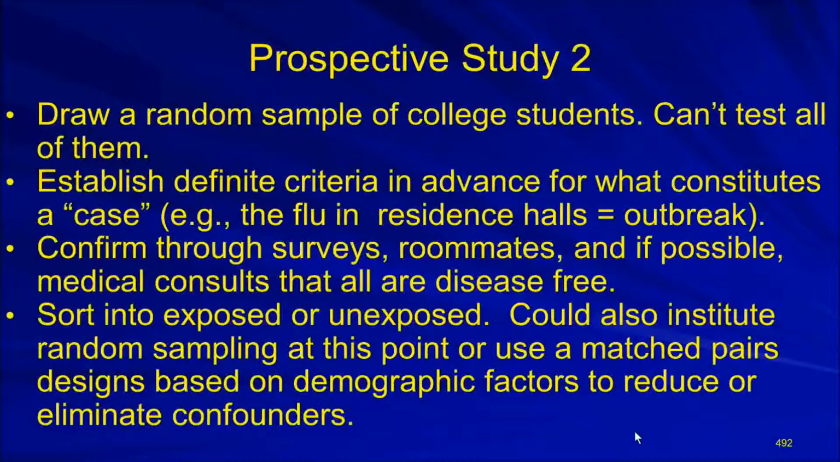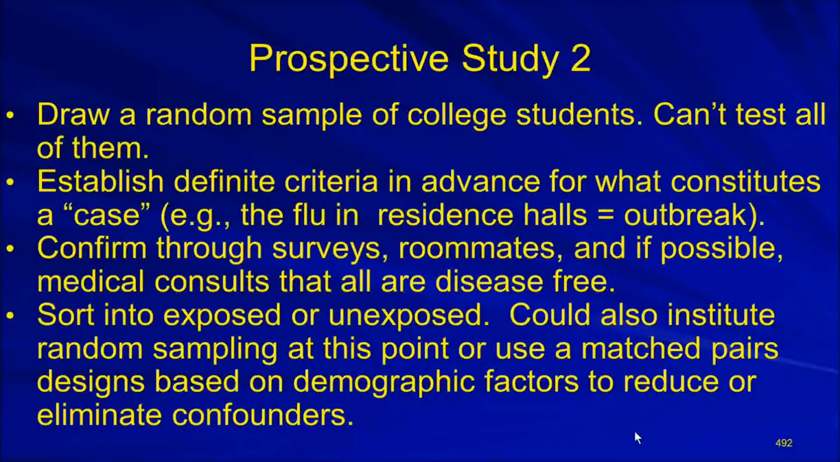Okay, because we don't want to include those people as having the flu because they're a totally different group, and we wouldn't want them intermixed, which means confounding, with our group that we've decided are our cases. And so we're going to confirm this through surveys, roommates, and if possible, medical consults to make certain that all are either disease-free or have the disease. So we're going to sort into exposed or unexposed.